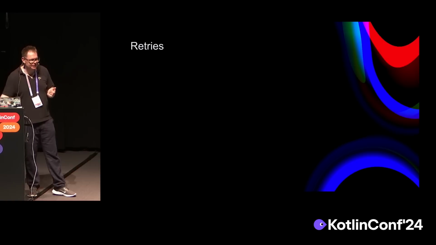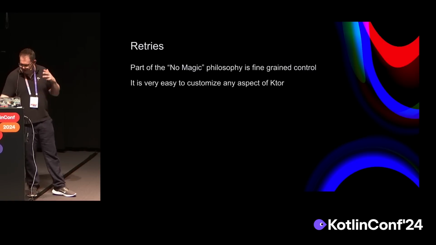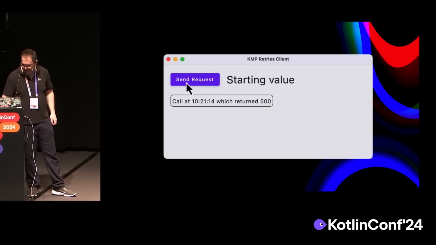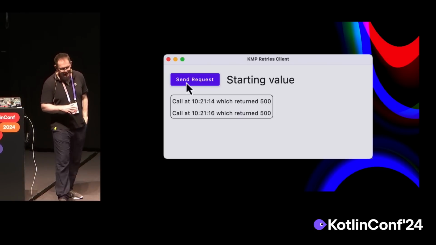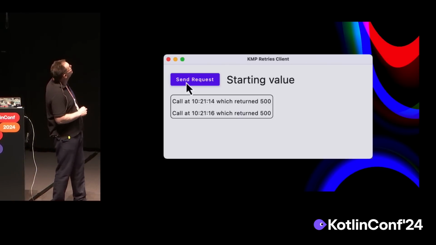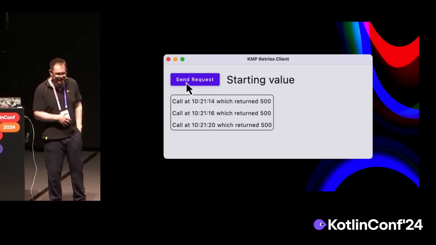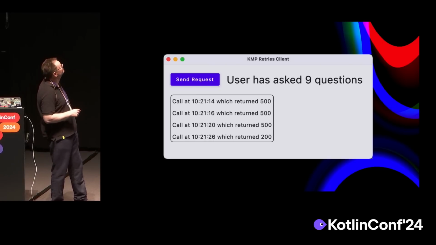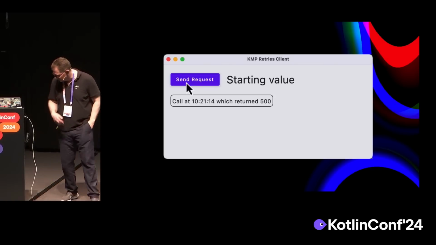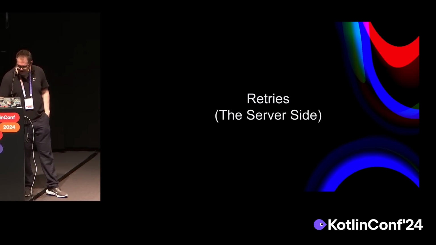Let's say what we want to do is we want to retry requests until they succeed. So as I say, the no magic philosophy gives you fine-grained control. You can customize any aspect of how Ktor works. Let's look at retrying requests. So what we want to do is we'll have a little client, and whenever I push this button, it's going to send requests to the server, and I've rigged it so that only every 4th request will succeed. So if the request fails, we want to back off a bit and try again, and back off a bit and try again, and so on, until we finally have success.